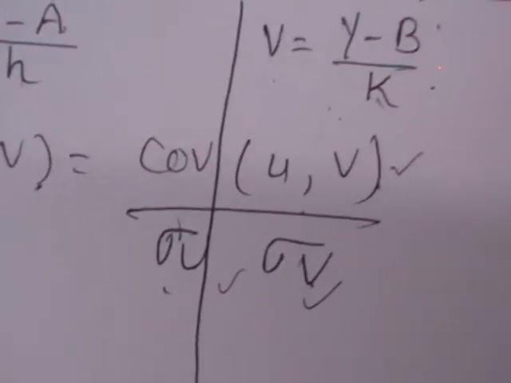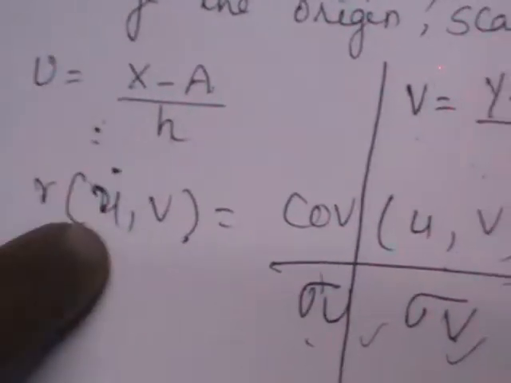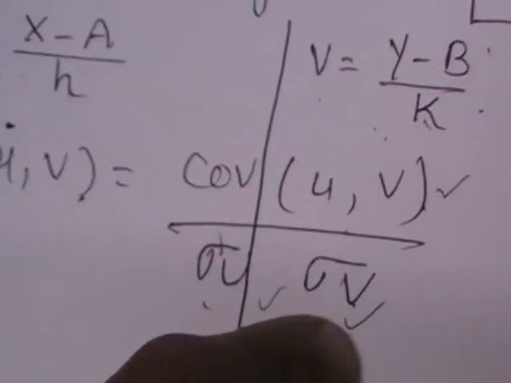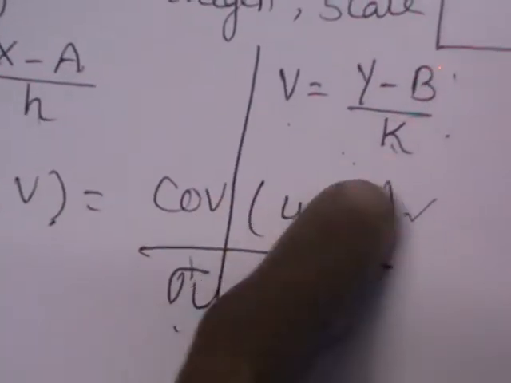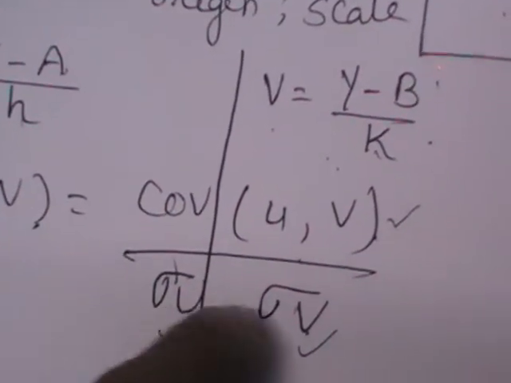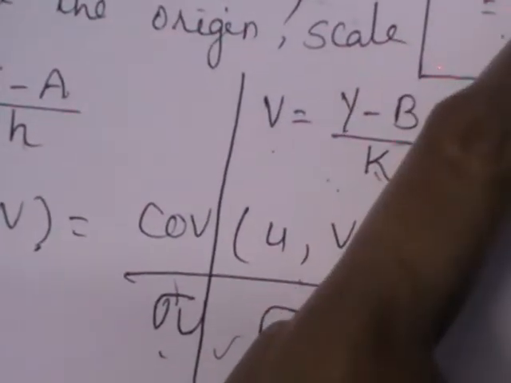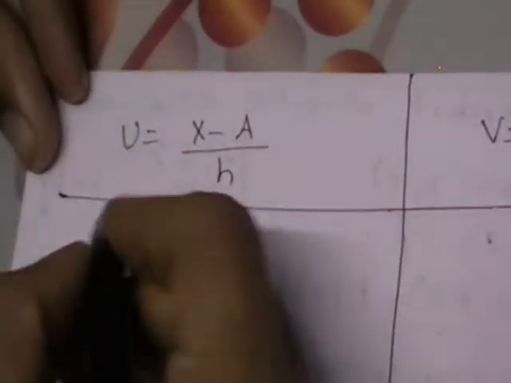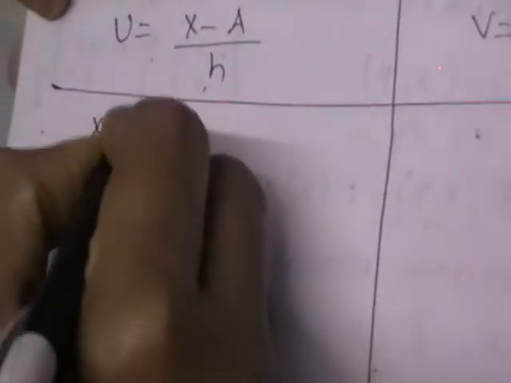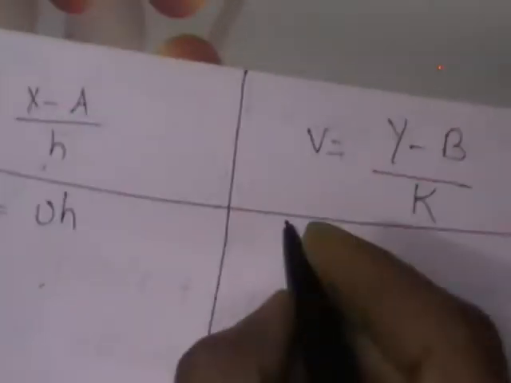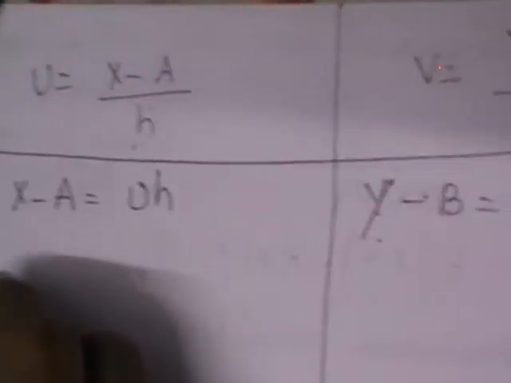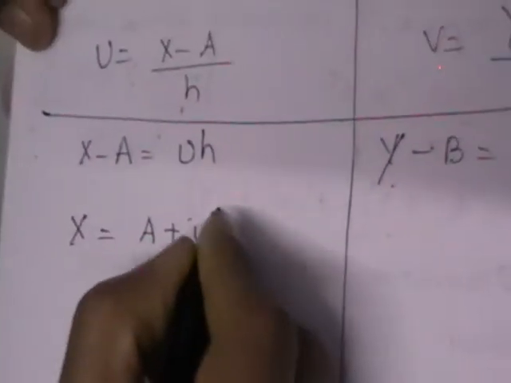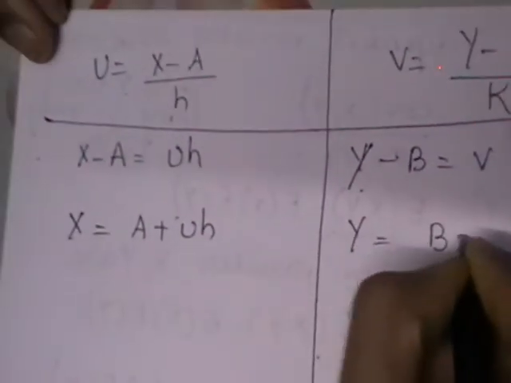So what is R of uv? By symmetry, in place of x comma y you will get u comma v. R of uv is equal to covariance of u comma v by sigma u into sigma v. Now you need to prove these two are equal. For that, let us consider these two variables: u is equal to (x minus a) by h, v is equal to (y minus b) by k. From this, by cross multiplication, you get x minus a is equal to uh, and y minus b is equal to vk. So x will be a plus uh, and y is b plus vk.